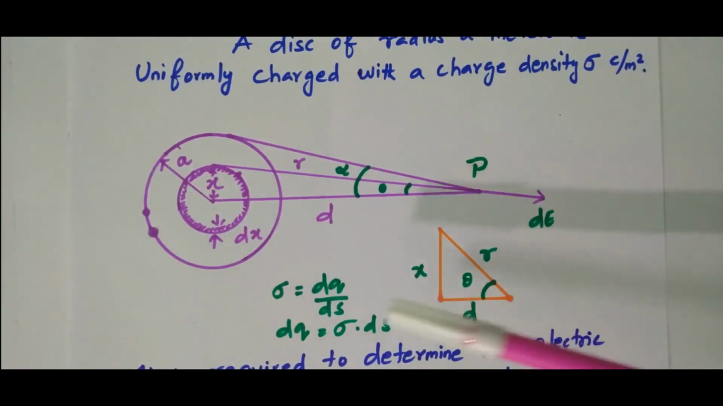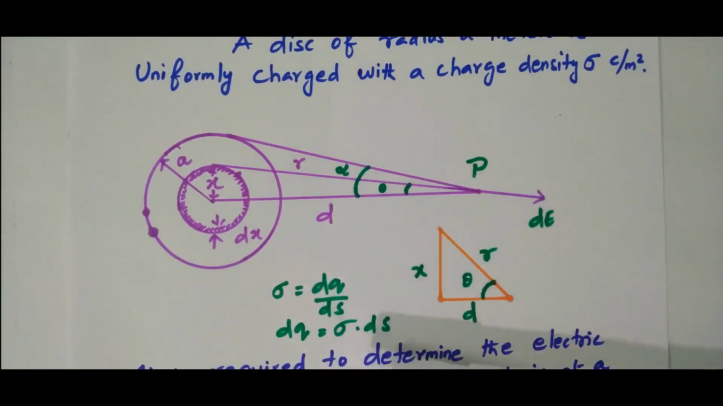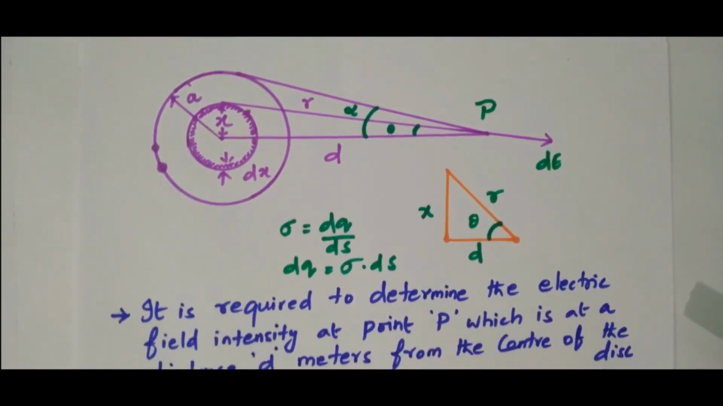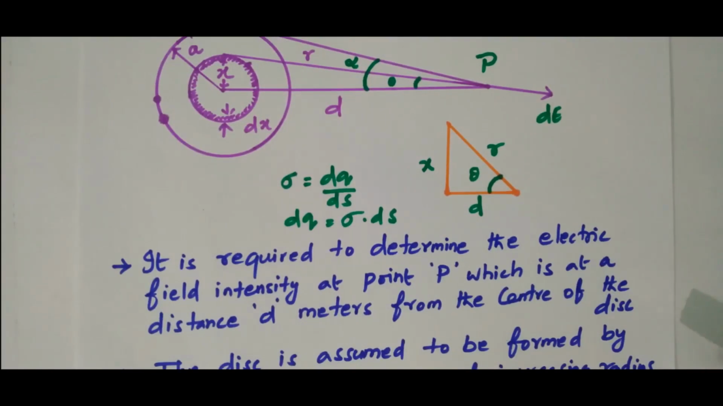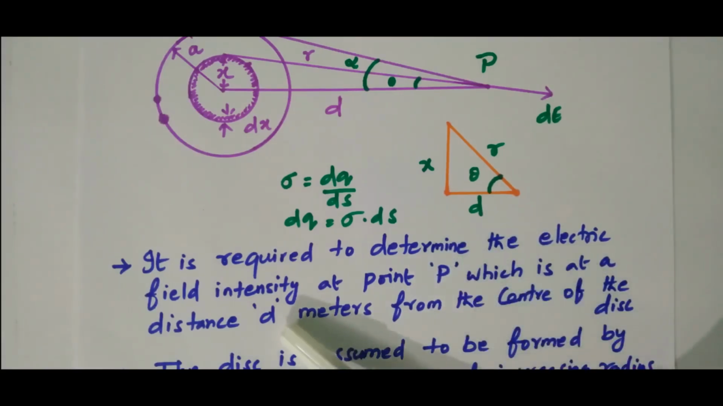Because of surface charge density, sigma equal to dq divided by ds. From that, dq equal to sigma into ds. Right. So it is given in terms of surface charge density. It is required to determine the electric field intensity at point P, which is at a distance d meter from the center of the disk.